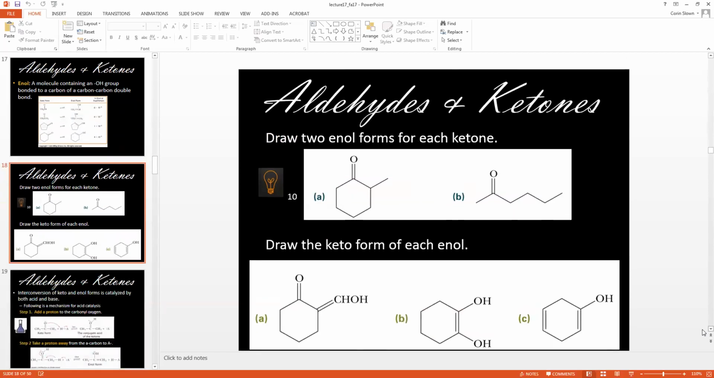If we wanted to draw enol forms for each ketone, that would be pretty straightforward. So let's take a moment to do that, take a pause if you need to. Recall that the enol form simply replaces the ketone with a hydroxyl group and puts a double bond between 2 carbons. Can you then likewise convert the enol form back to the keto?